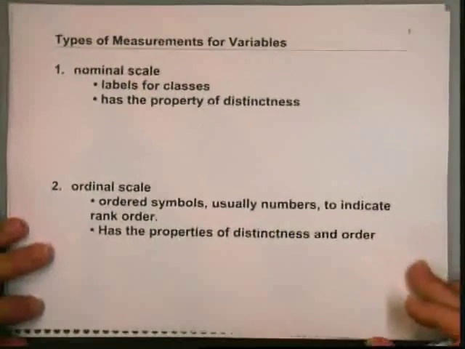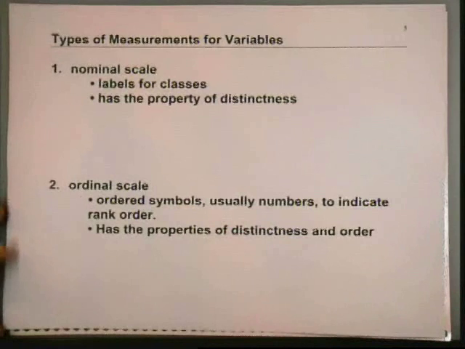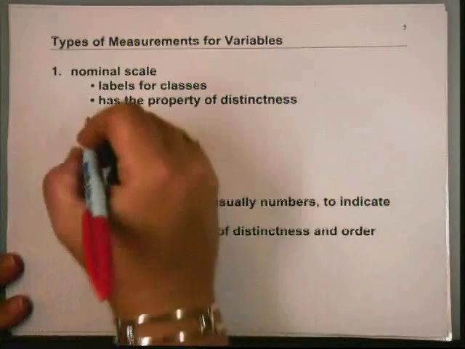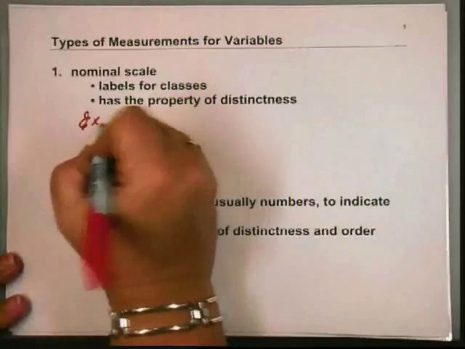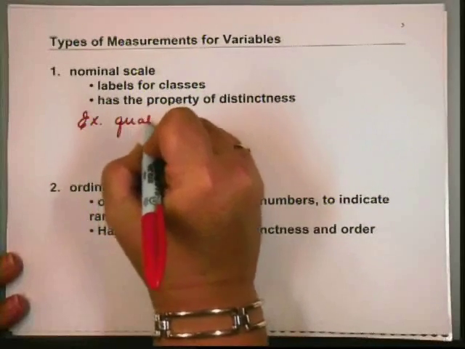Okay, we can talk about 4 different categories or scales for any data. The simplest is the nominal scale, where we're looking at labels for classes, and this nominal scale has the property of distinctness. Examples here are all the qualitative variables we were talking about.